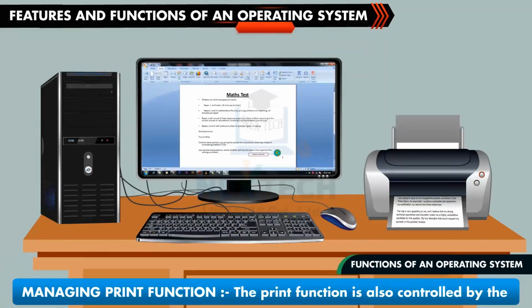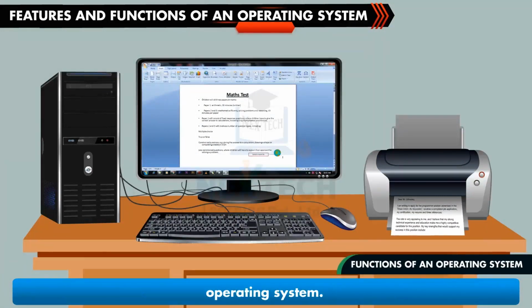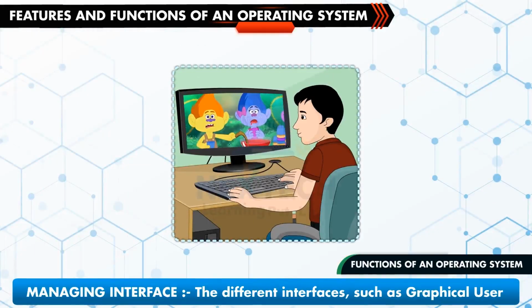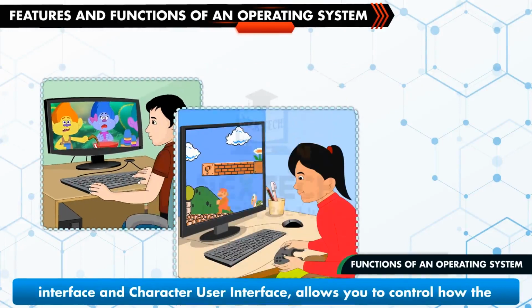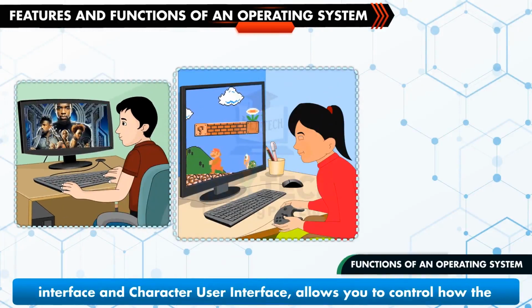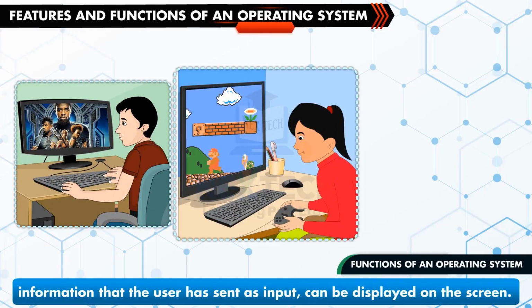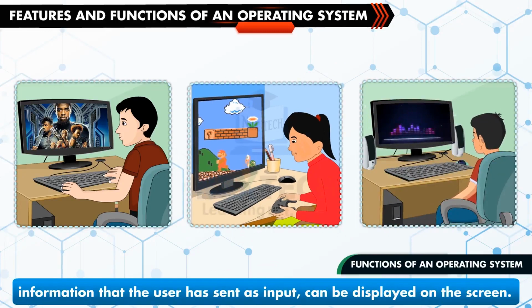Managing print function. The print function is also controlled by the operating system. When a user executes two print commands at a time, the OS prints them separately. Managing interface. The different interfaces such as graphical user interface and character user interface allow you to control how the information that the user has sent as input can be displayed on the screen.